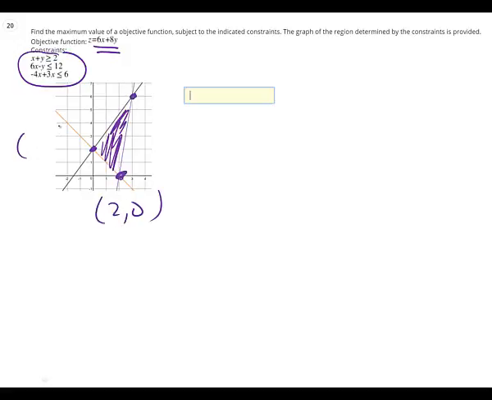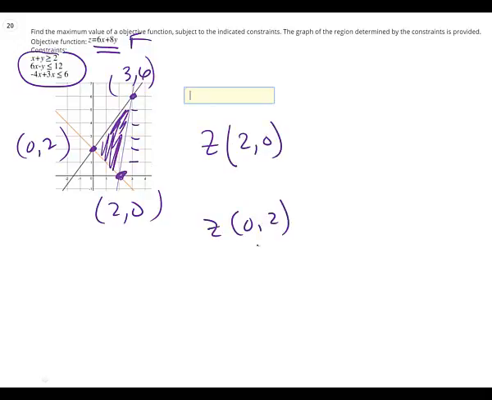Okay, what's this point right here, everybody? 0, 2. And what's this point up here? 3, 6. Okay, so now I'm going to plug those values into this function. I'm going to use some funky notation: z of 2, 0, z of 0, 2, and z of 3, 6. So at least I know what I'm plugging in where.